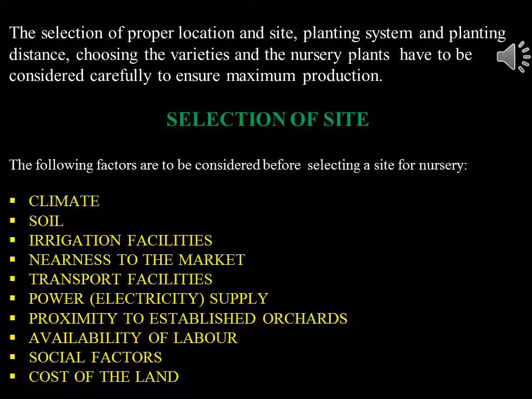Selection of the site. The following factors are to be considered before selecting a site for a nursery: climate, soil, irrigation facilities, nearness to the market, transport facilities, power and electricity supply, proximity to established orchard, availability of labor, social factors, cost of the land.